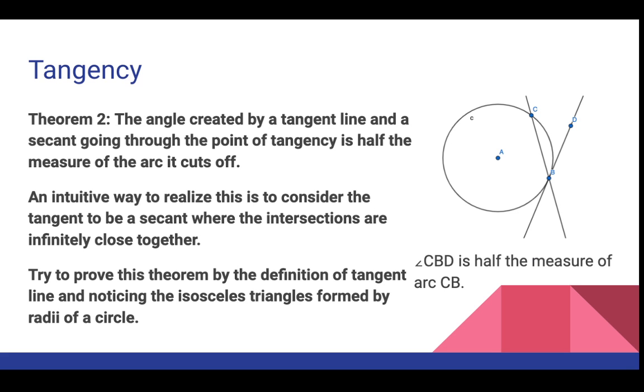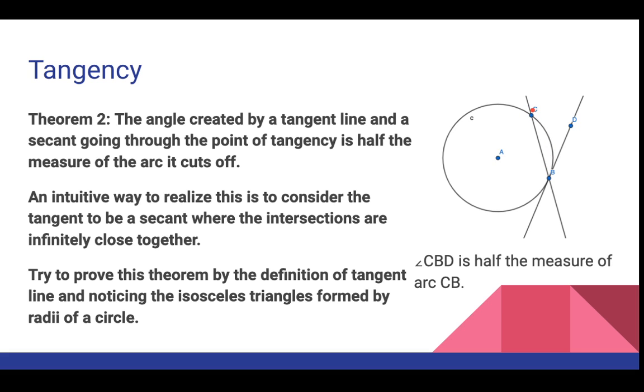Alright, so our next topic will be tangency. The theorem: the angle created by a tangent line and a secant through the point of tangency is half the measure of the arc it cuts off. So if we use this figure on the right, we have tangent line DB, and we have the secant CB. Notice that B is the point of tangency with the circle C. So basically what this theorem is saying is that angle CBD is half the measure of arc CB, right?